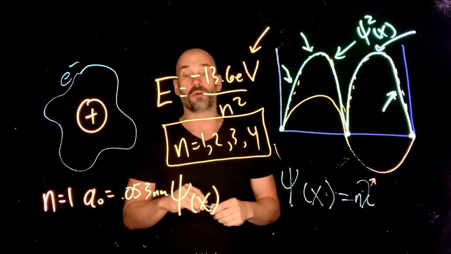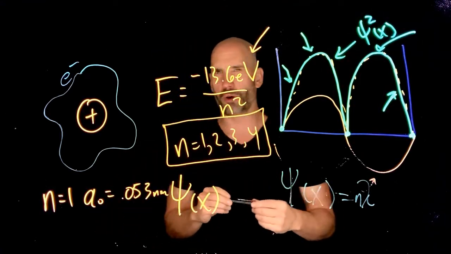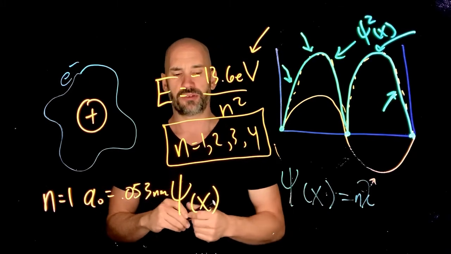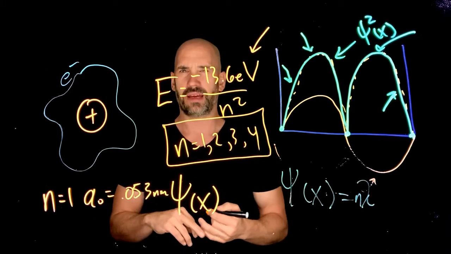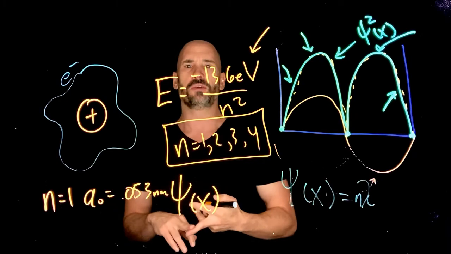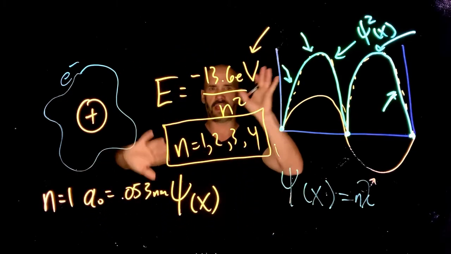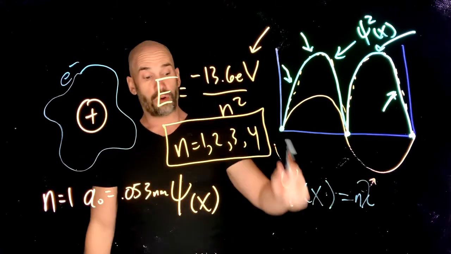In the next video, we're going to talk about some of those other quantum numbers that maybe have come up in chemistry, like L and M, what those are referring to, and how they fit into this whole quantum mechanical model. I'll see you there.